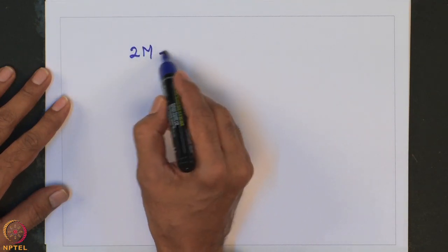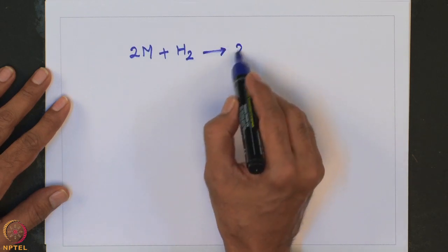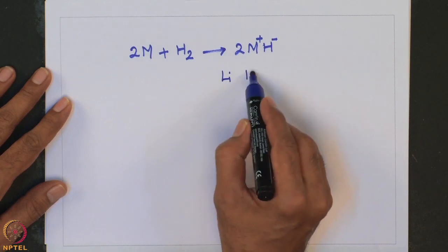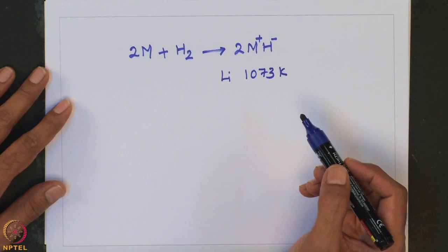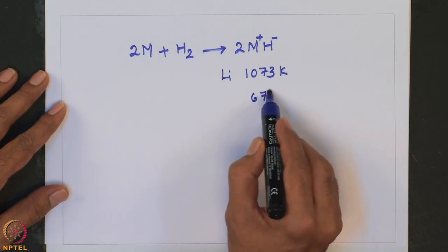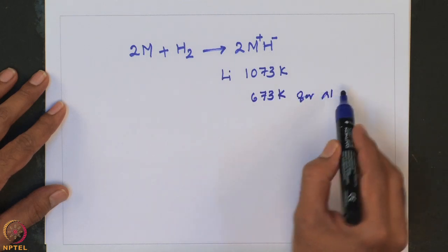Now, let us look into the interaction of alkali metals with hydrogen to form hydrides. As I had already mentioned in my early lectures, hydrogen reacts with alkali metals and alkaline earth metals to form ionic hydrides. Most of the alkali metals react with hydrogen to form the corresponding hydride. This is a general reaction of alkali metals with hydrogen to form metal hydride. In the case of lithium, the temperature required is quite high, 1073 Kelvin, whereas for other elements the reaction happens at relatively lower temperature. For the rest of the alkali metals, one can perform the reaction at 673 Kelvin.